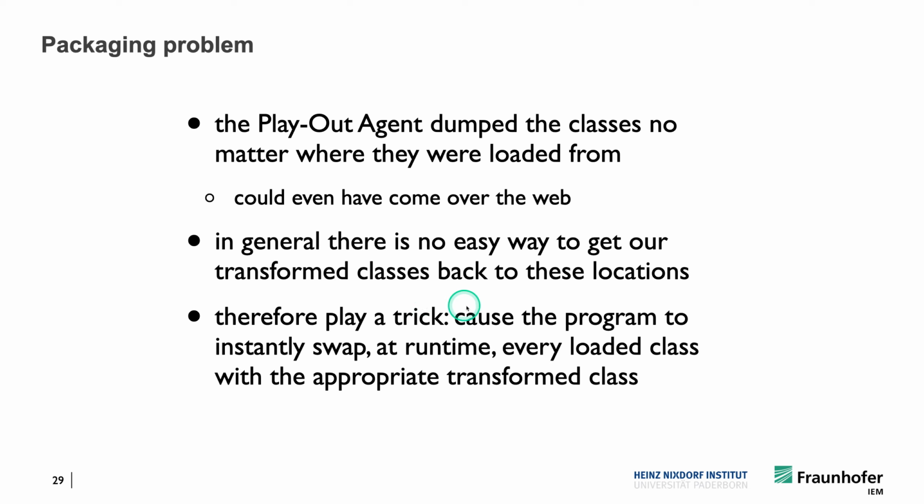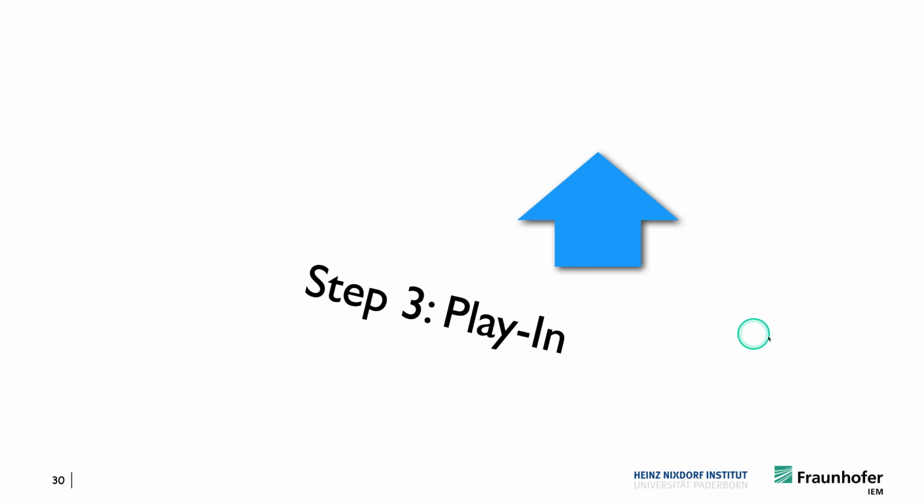We actually cause the program, when it is running, to instantly swap out at runtime every loaded class with the appropriate transformed class. So we let the program load the original class that it wanted to load, maybe even from the internet, but just at the time before the program is about to instantiate that class, we are intercepting the program and swapping out the definition of that class. We are swapping it out by the definition that we have in this transformed directory sitting on disk. And this is exactly the task of this play-in agent. In the next video, I will explain to you how this works.